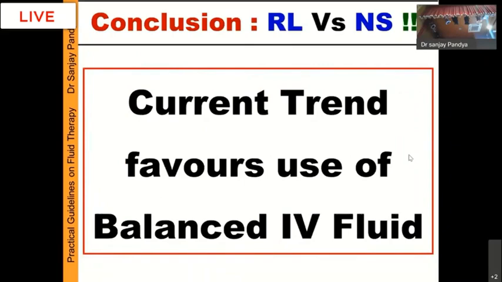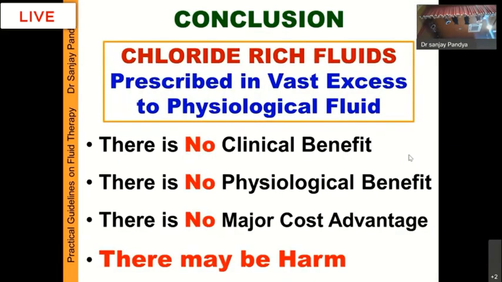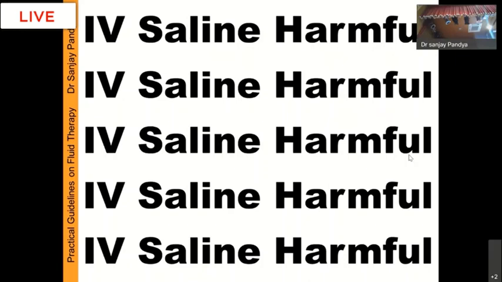So when we discuss normal saline, chloride-rich fluid prescribed in vast excess to physiological fluid has no clinical benefit, no physiological benefit. See, in India, the cost between normal saline and that of Ringer's lactate, or even Isolyte, is not really that big. And chloride-containing normal saline can be harmful. So, IV saline is harmful.